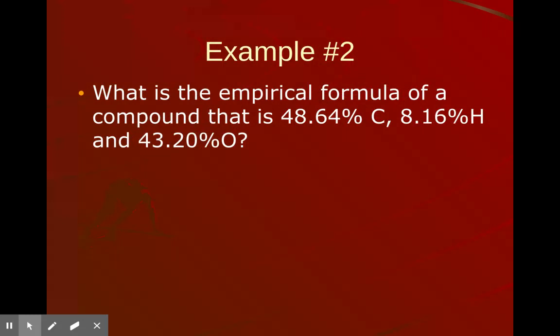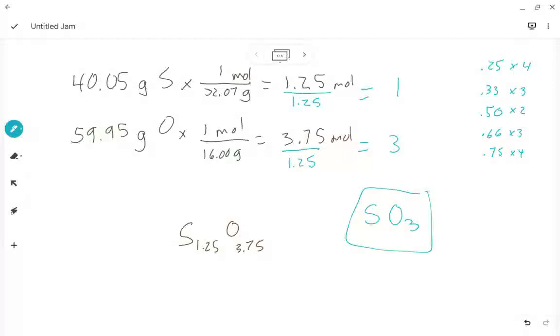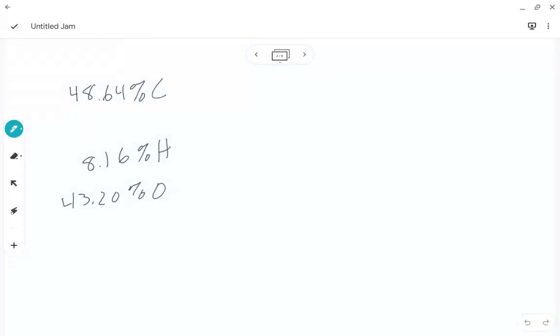What is the empirical formula of a compound that's 48.64% carbon, 8.16% hydrogen, and 43.20% oxygen? If you want, you can try this on your own real quick. So you can pause the video. And now we're going to look at how to actually solve that problem. So we have our percents, and the first step is to make these percents magically turn into grams. Then we need to convert these grams into moles using the numbers off the periodic table.